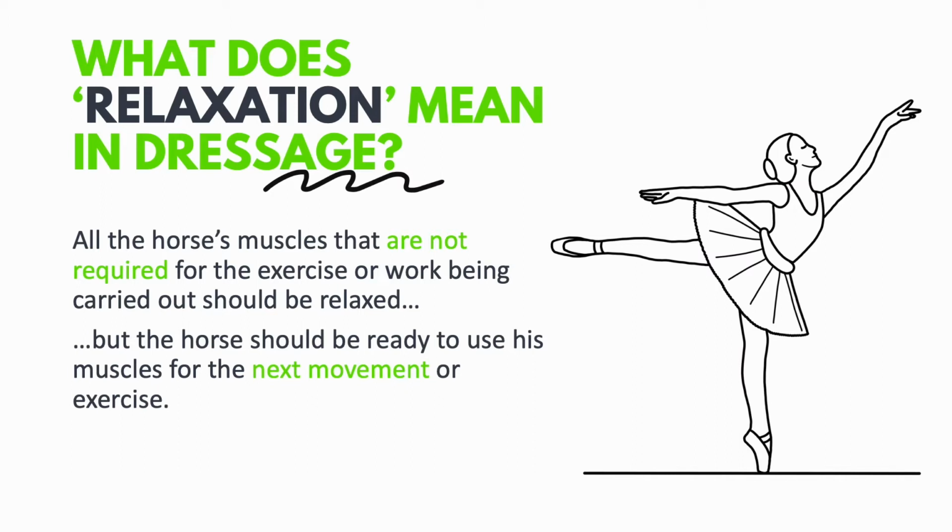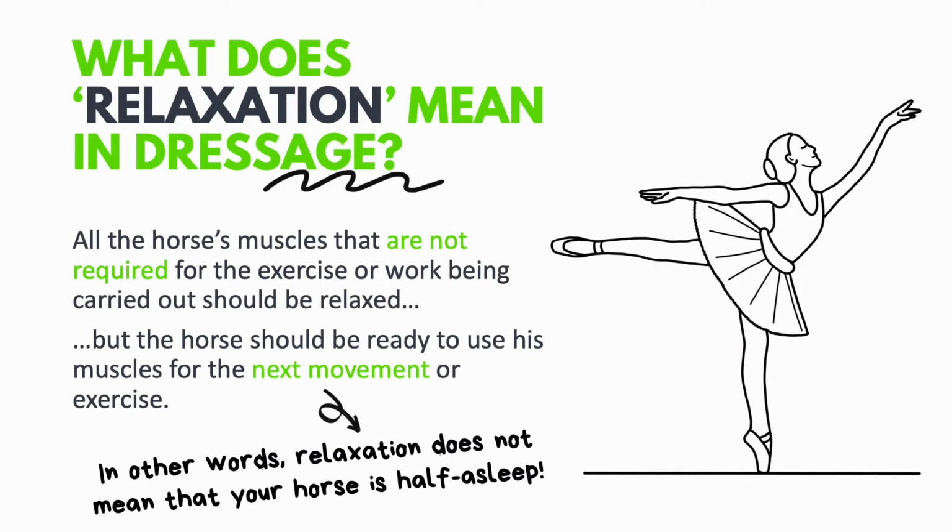So yes, when we are working our horses, there still needs to be some tension in the muscles that are working, but only the muscles that are required for the movement should be under stress. The rest of the horse's body and muscles should be relaxed. In other words, don't get confused with the term relaxation. Relaxation does not mean that your horse is half asleep. As mentioned, he still should be alert and reactive. And this same principle applies to mental relaxation. He should still be attentive and focused, but we don't want the horse to be worried or anxious.